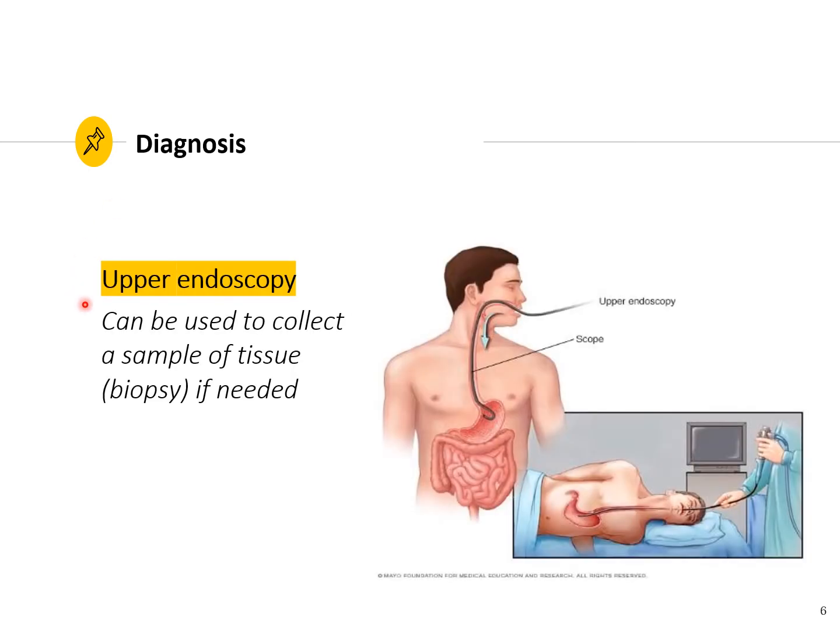The next one is the upper endoscopy. It involves a flexible tube with a tiny camera on the other end. It is threaded into the esophagus to examine the upper digestive tract and even collect a sample of tissue when needed.